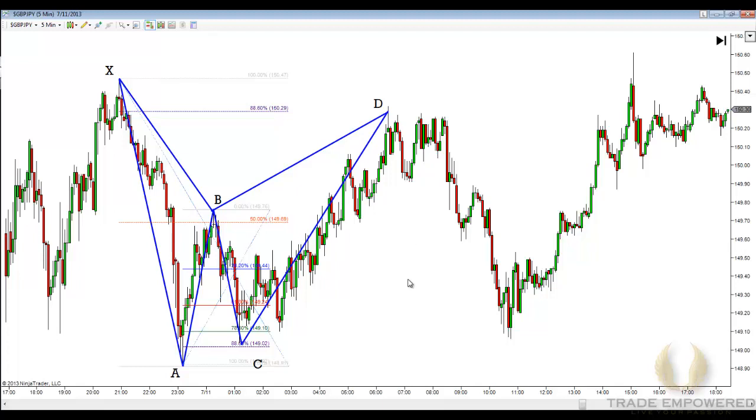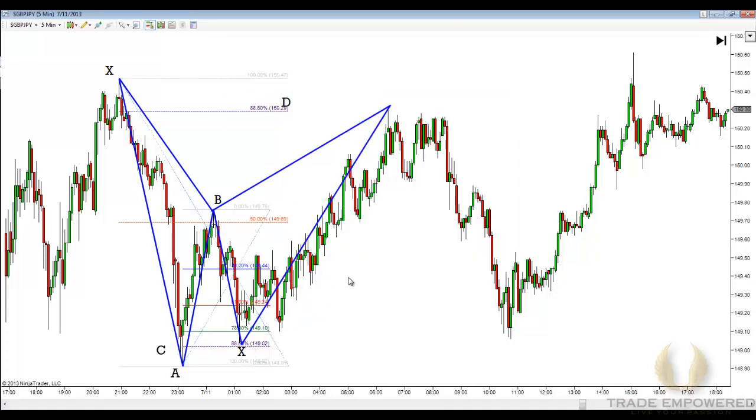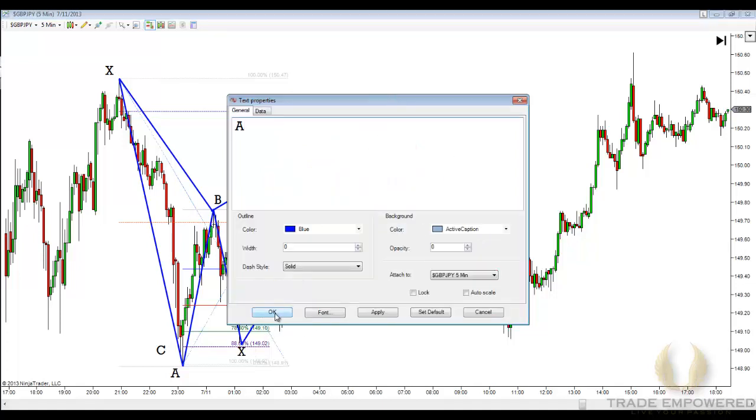But if you also notice, right after this pattern forms, there's actually another one. Now, this C to D leg of our initial pattern will actually become the next impulse leg for another bat. It may get a little confusing, but just rewind the tape, pause it if you need to. But this C to D leg is actually a new impulse leg. So we're going to throw this C to D to the side for a little bit, and we're going to look at this as being a brand new X to A.